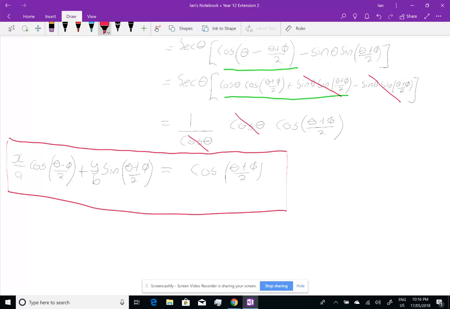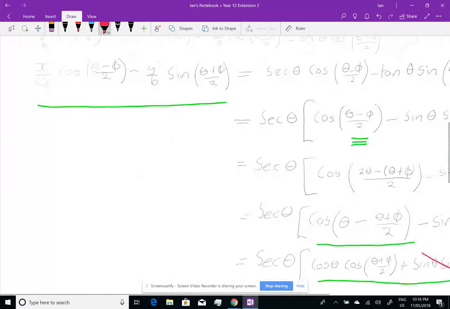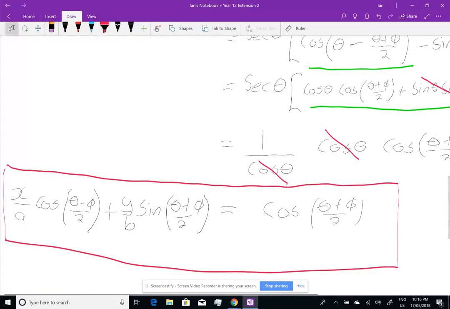Now, it's a lot of work. I couldn't believe it, how much work it was. Hold on, I think that's minus. Yes, sorry, I made a mistake. Danger. Make sure, there we go, minus. So it's minus. So x on a cos theta minus phi on 2 minus y on b sine theta plus phi on 2 equals cos theta plus phi on 2.